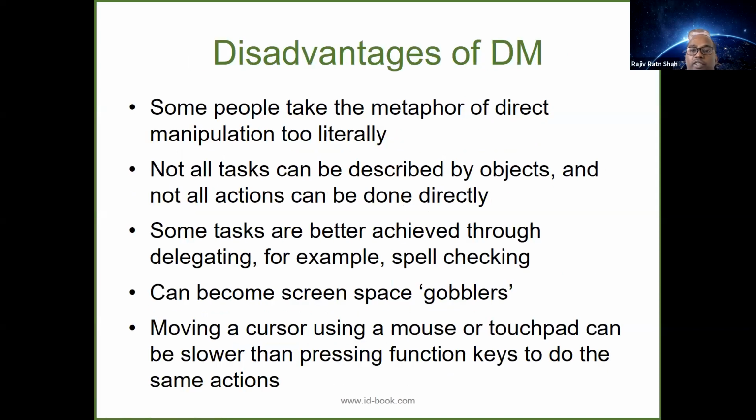Again, it comes with some disadvantages as well. Some people take the metaphor of direct manipulation too literally. Not all tasks can be described by objects. Similarly, not all actions can be done directly. So for example, you have a Word file where some of the spellings are mistakes. For example, if we have to write Diljit, so probably we have misspelled Diljit, right? In that case, what could be one possibility? You manually go and select something. I mean, manually go and do a direct manipulation of changing the Diljit spelling at every place. But what could be the issue with this? And what are the situations when it is probably not feasible to do so?